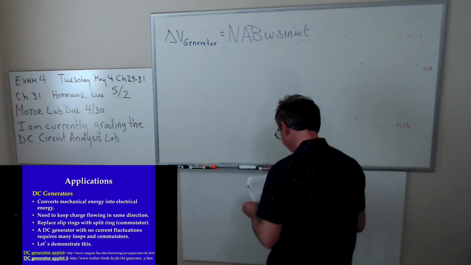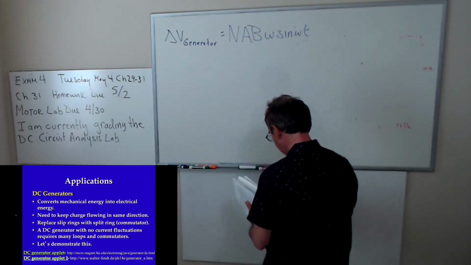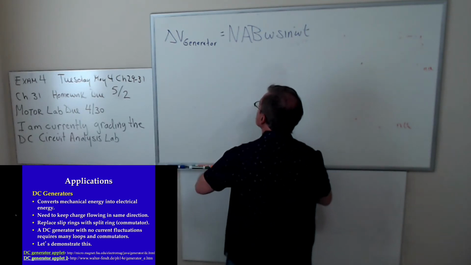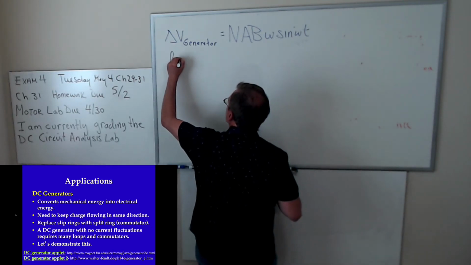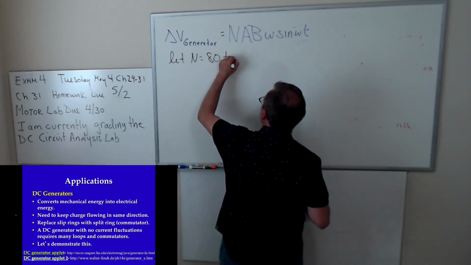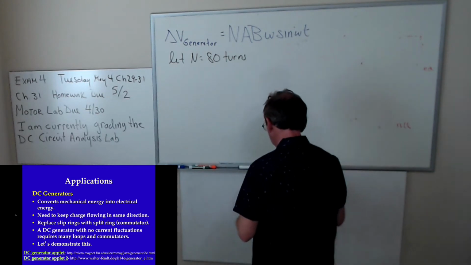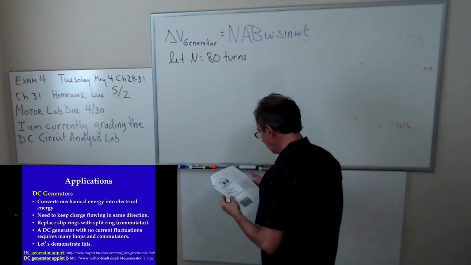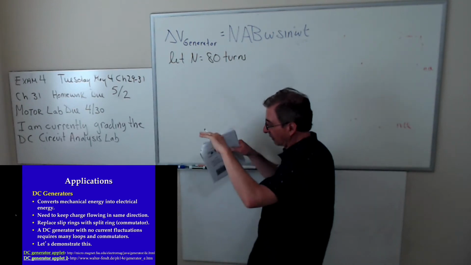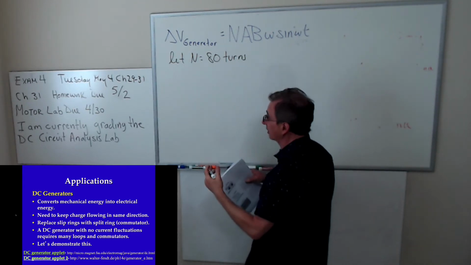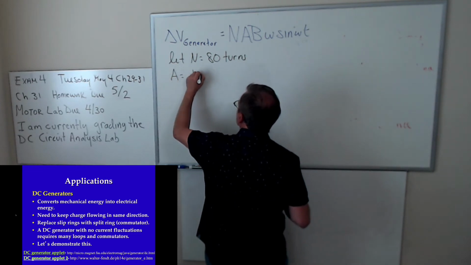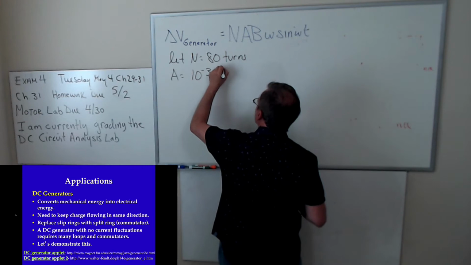Suppose we have, let me use some of my notes. Let's say we have a coil. Let N equal 80 turns. Let the area of the coil, it could be circular, it could be rectangular, whatever. Let A equal 10 to the minus 3 square meters.